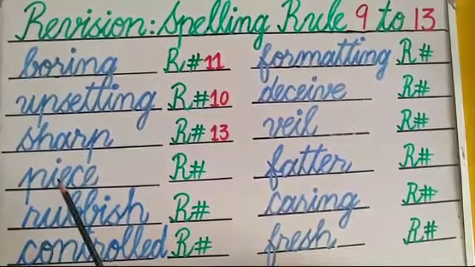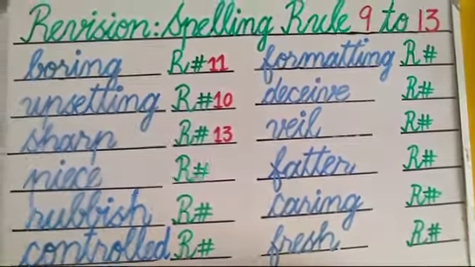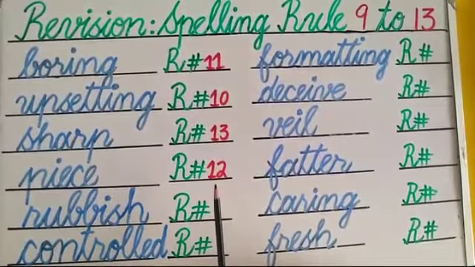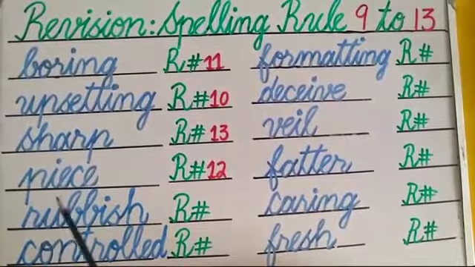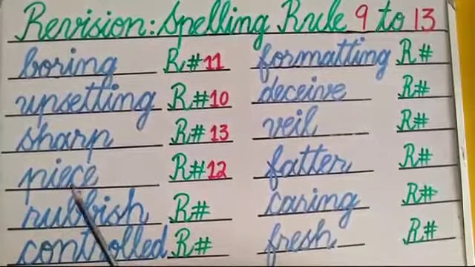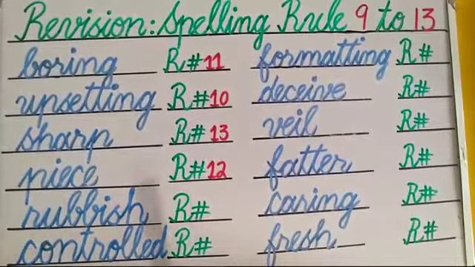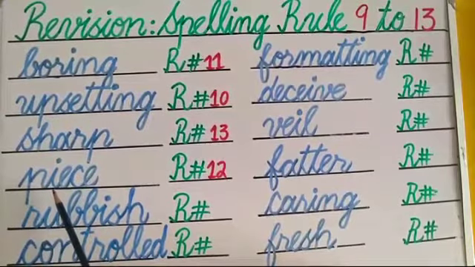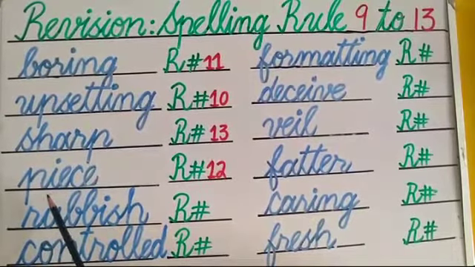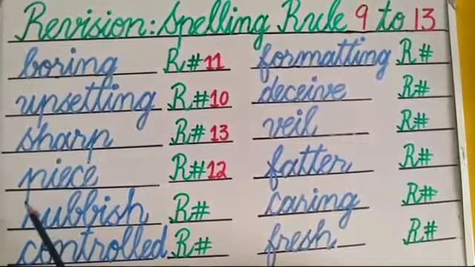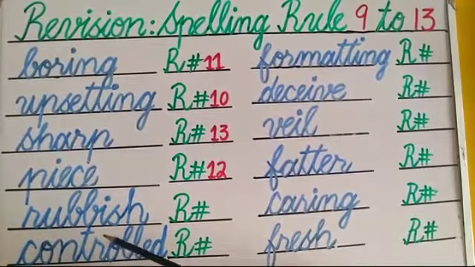Now let's have a look at the next one, peace. Yes, it's spelling rule 12, which says I before E say E. Is that clear? So it's spelling rule 12. It has two parts. I am telling you only the first one because it belongs to I before E say E.